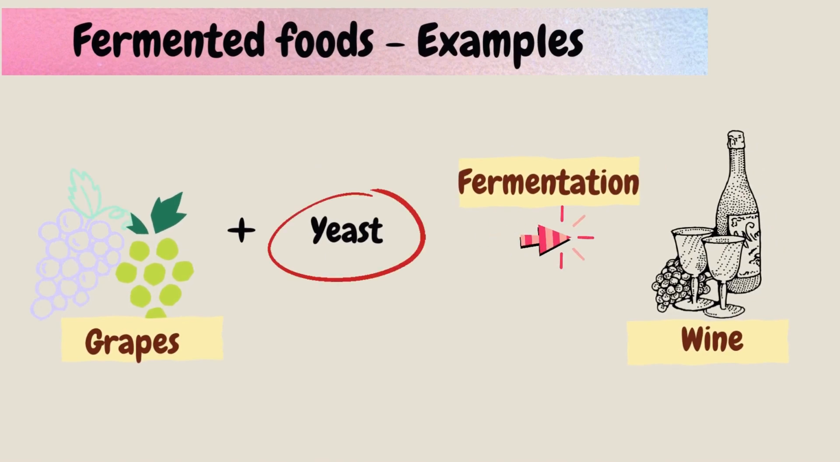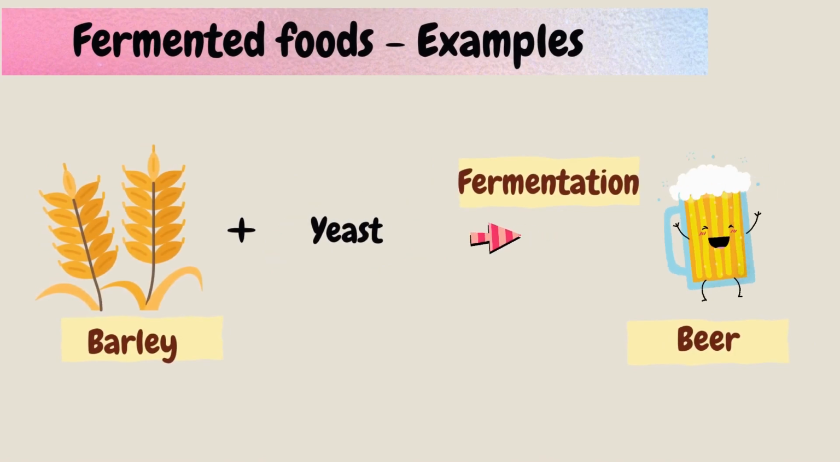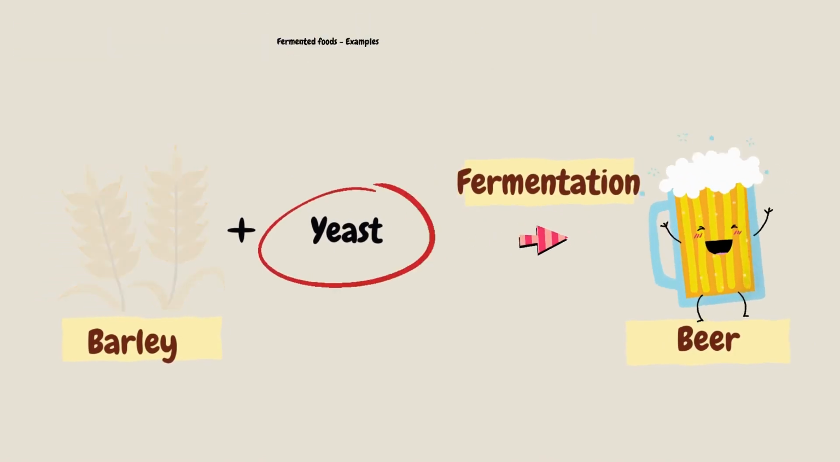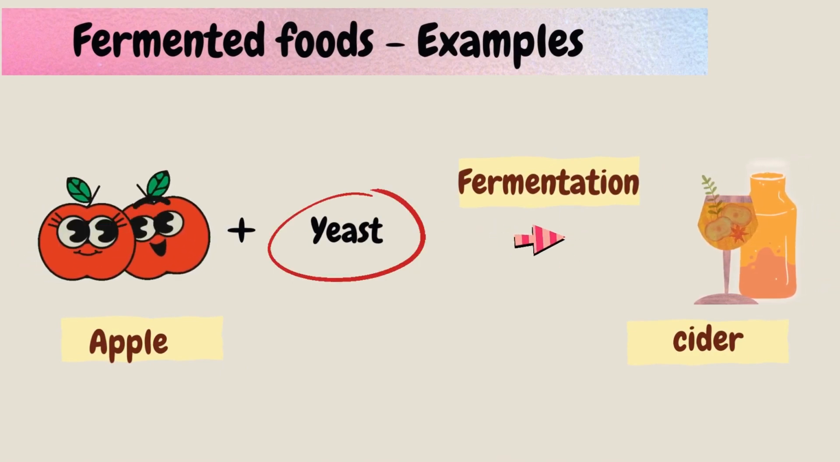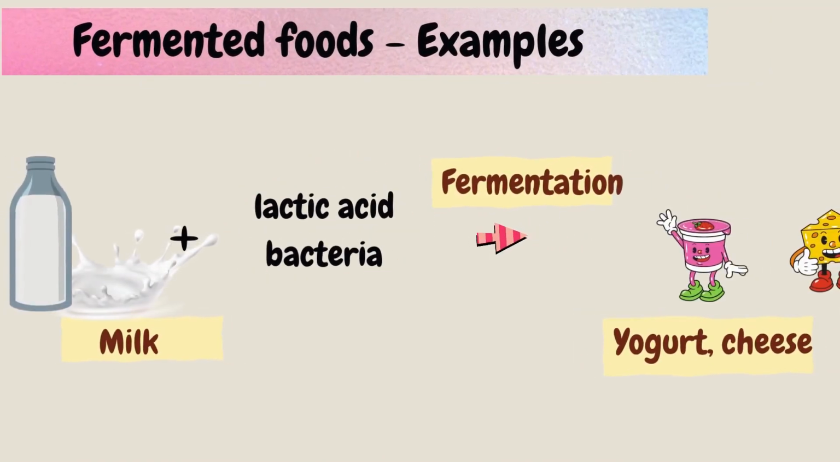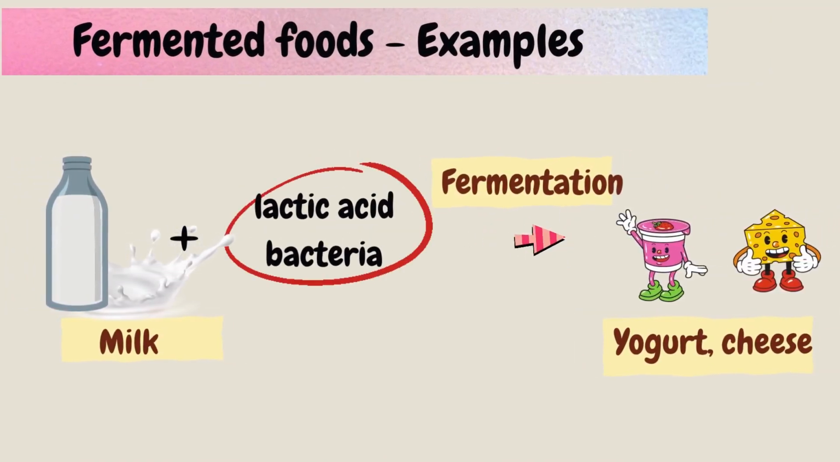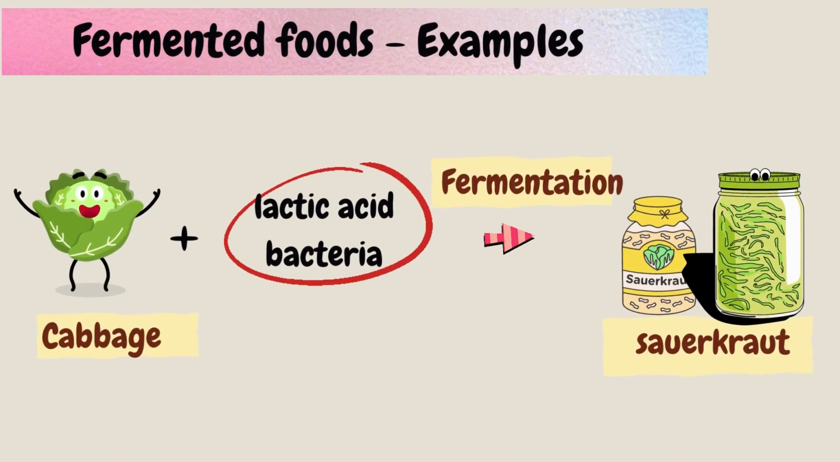For example, by fermenting grapes using yeast, the end product we produce is called wine, while barley is used to produce beer with the presence of yeast. Furthermore, cider is the product we get by fermentation of apple with yeast. Also, we can produce yogurt, cheese, and buttermilk-like products by fermenting milk with the action of lactic acid bacteria. In addition to that, fermentation of cabbage with the presence of lactic acid bacteria will produce sauerkraut.